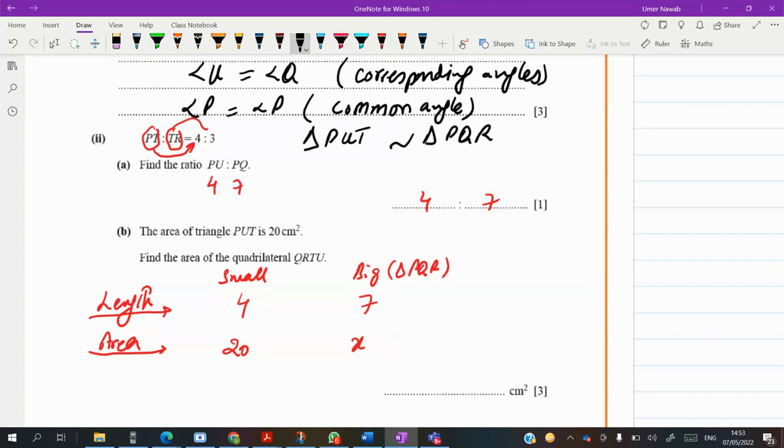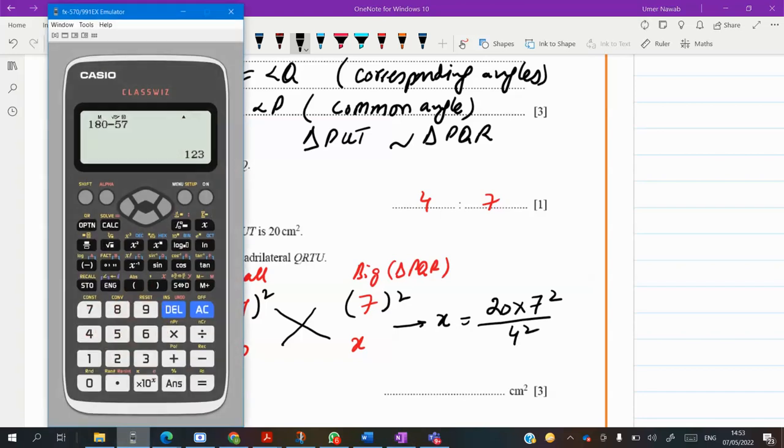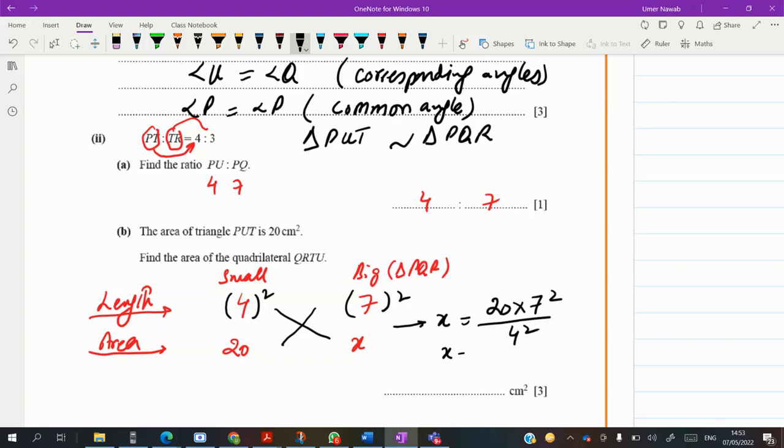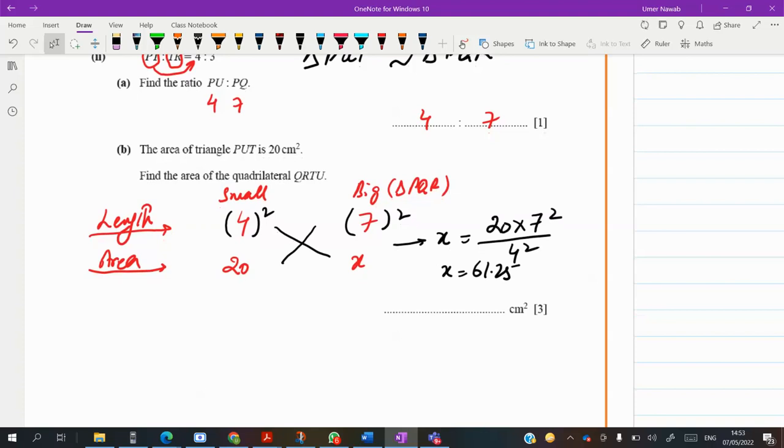You remember, guys, when the sides are given and we want to find the areas, we need to put the square on them, and then x will be equal to 20 times 7 squared over 4 squared. Let me get the value of x. 20 times 7 squared and then divide by 16. It gives us 61.25. Let me check it again. 20 times 7 square over 4 square, it gives us 61.25. Now, he wants the quadrilateral area.